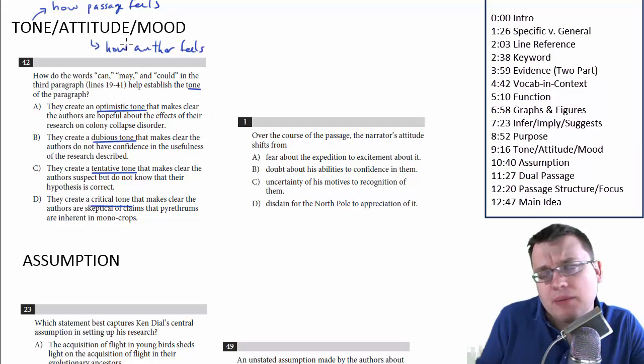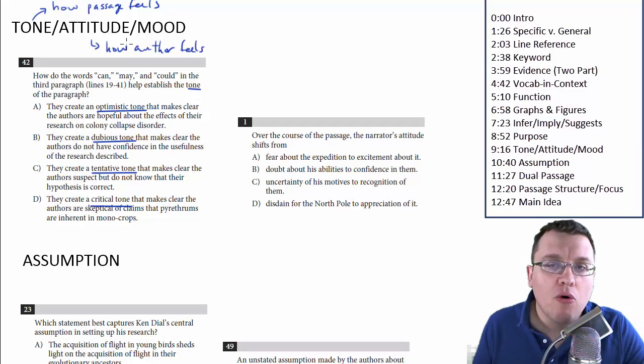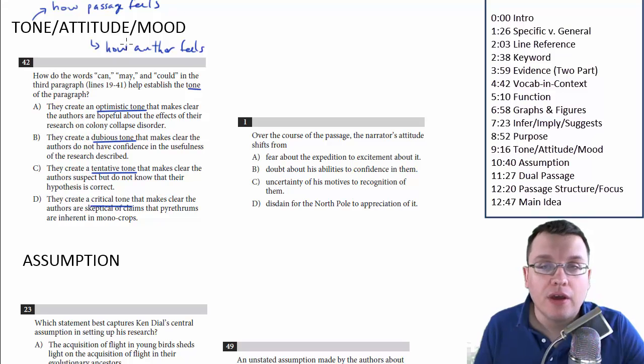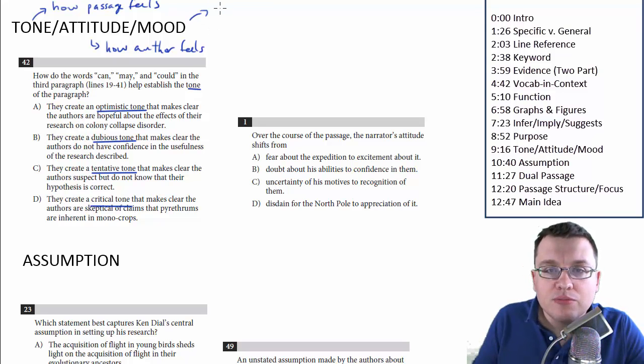Or how somebody in the passage feels, right? So if it's not the author or the narrator, if it's a character or a source that the author is discussing, just how a person feels about something. And finally, mood is more specific again, how a passage makes you feel.